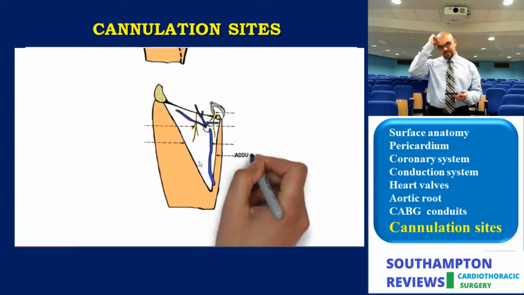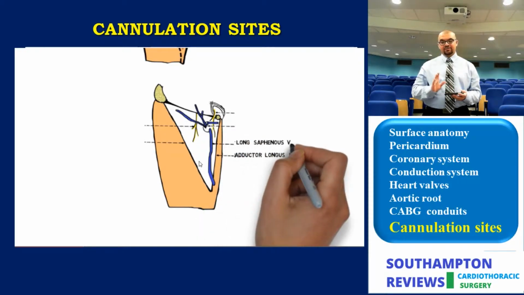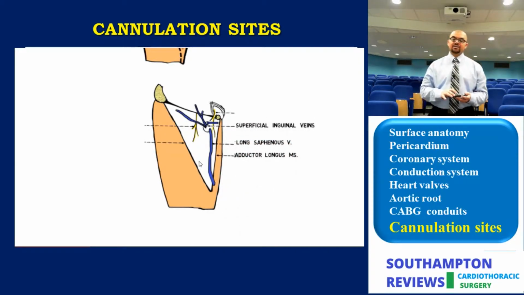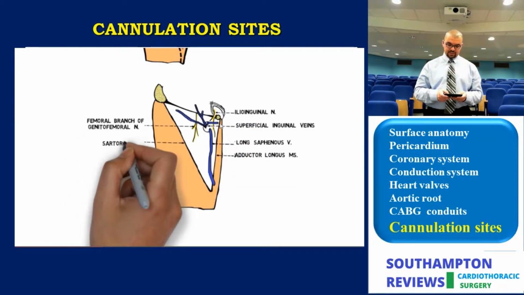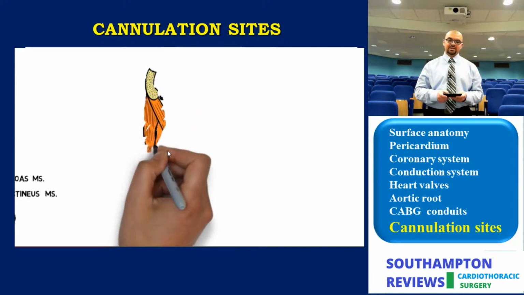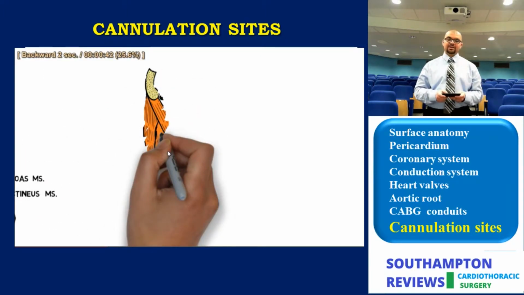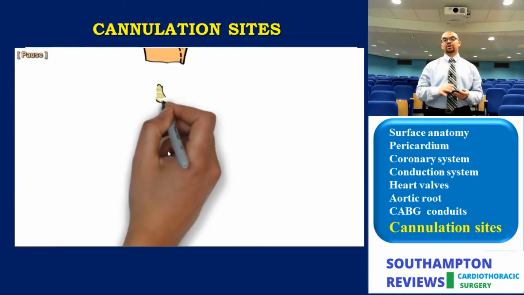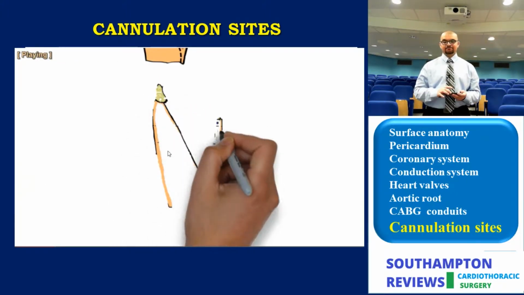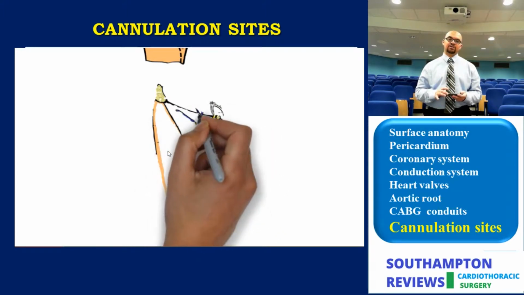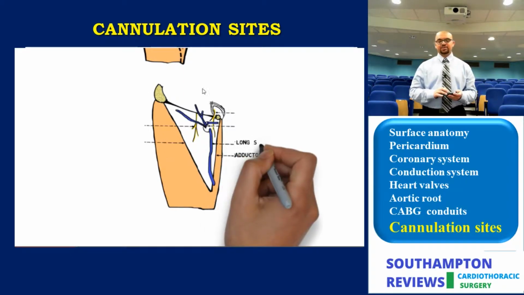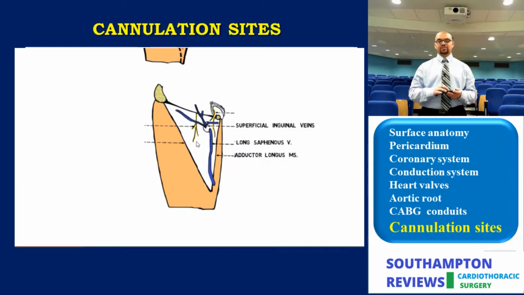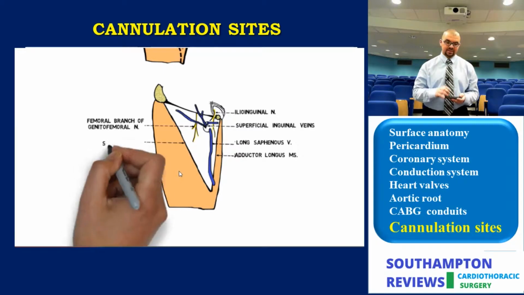One is the junction of the saphenous vein with the femoral vein. Next are the three superficial inguinal veins, then the two cutaneous nerves, that is the sensory nerves, the ilioinguinal and the femoral branch of the genitofemoral nerve. Inadvertent injury to the ilioinguinal nerve leads to hypoesthesia or paresthesia along the inguinal region. The femoral branch of the genitofemoral nerve provides cutaneous supply to the front and the lateral part of the thigh, leading to hypoesthesia or paresthesia in this region.